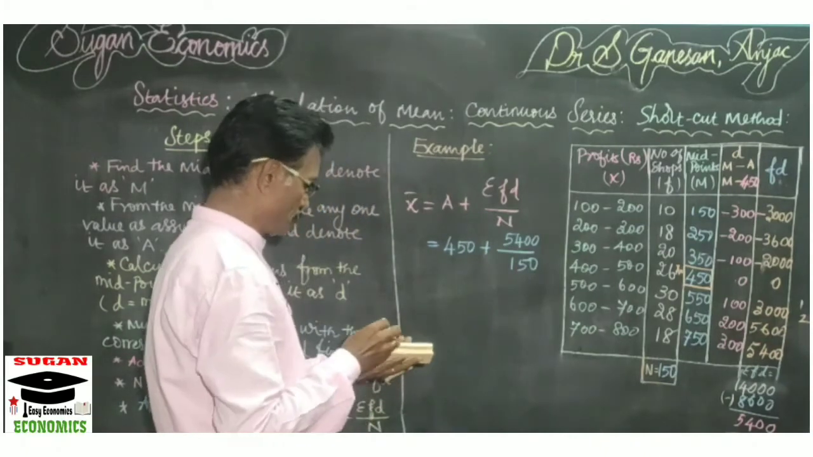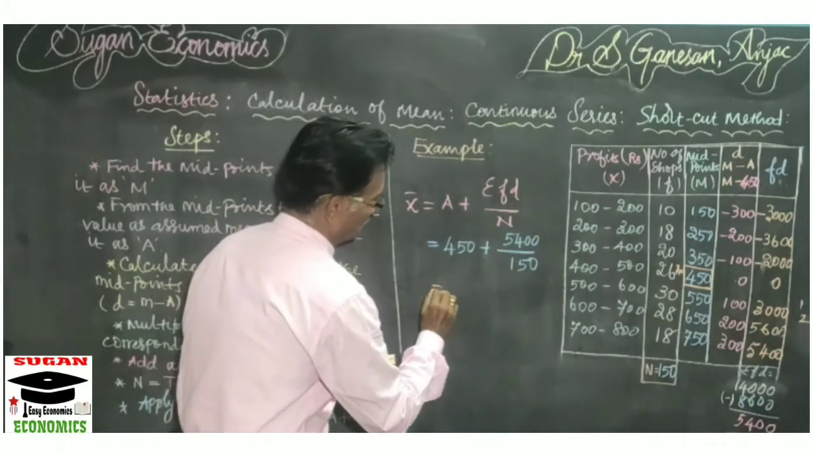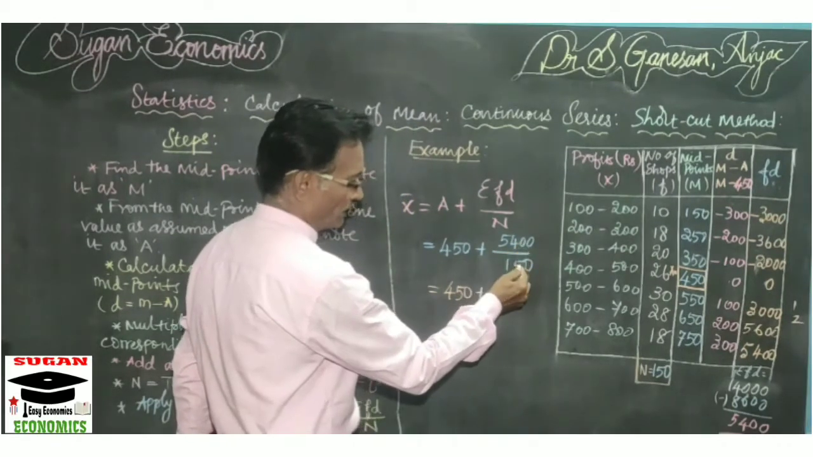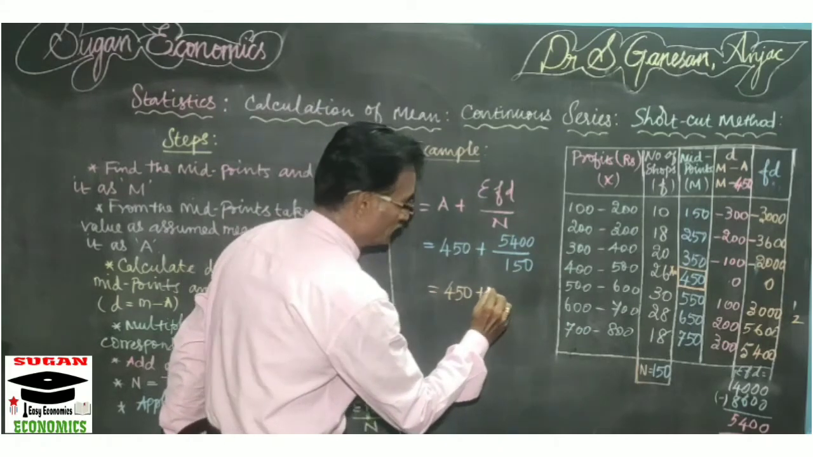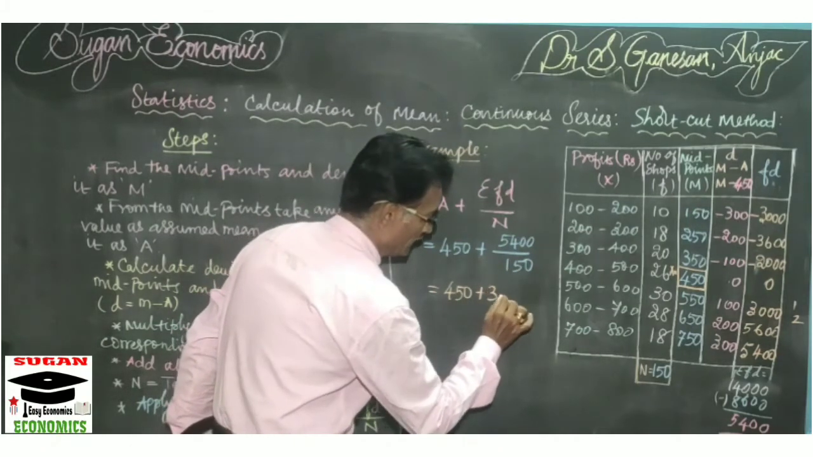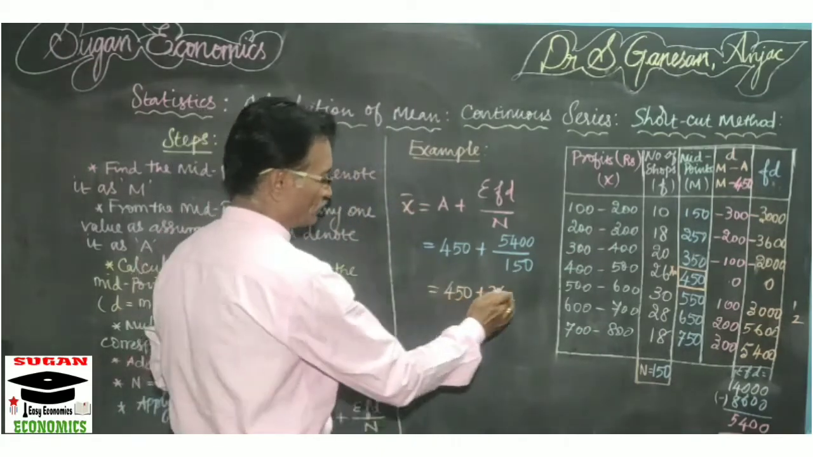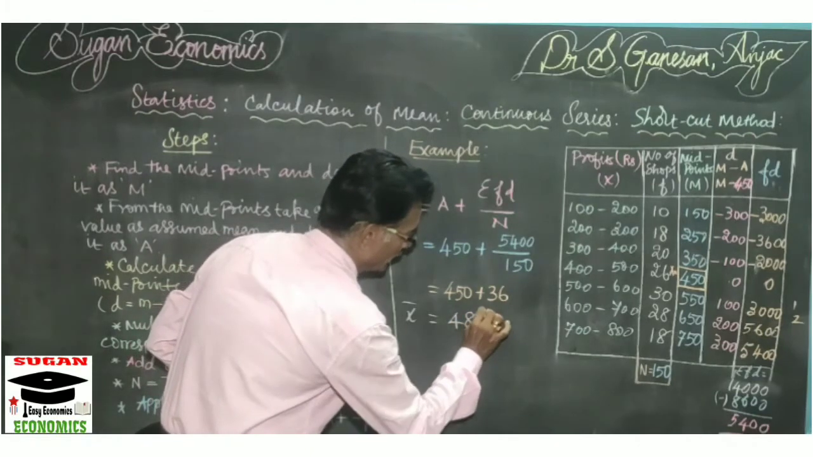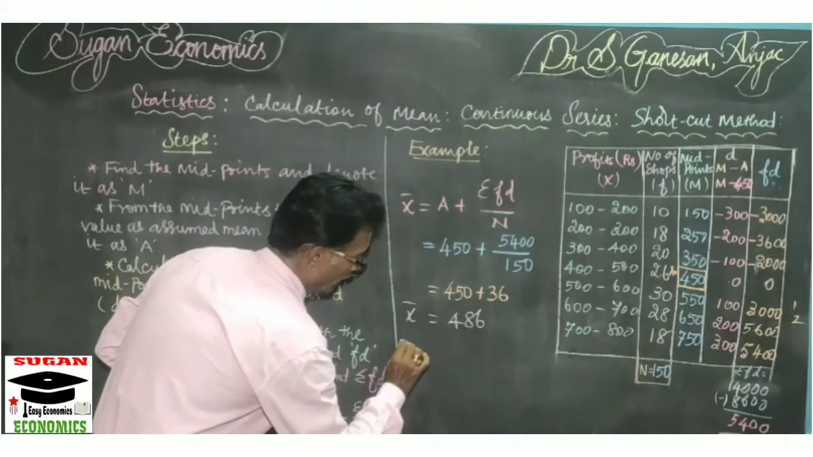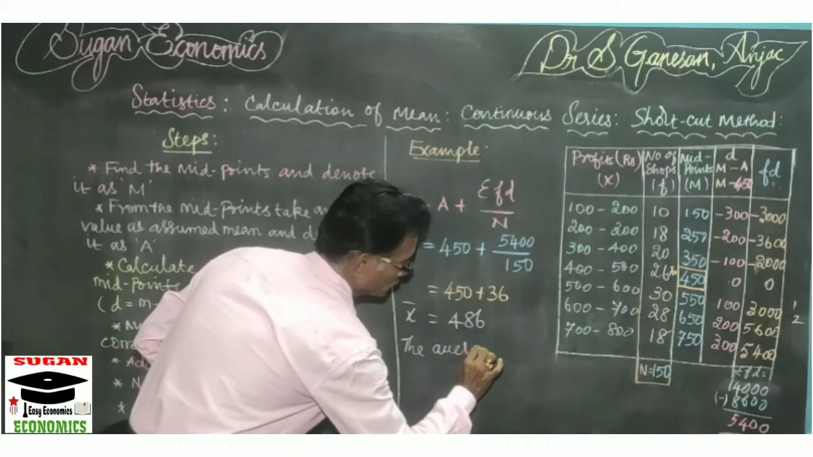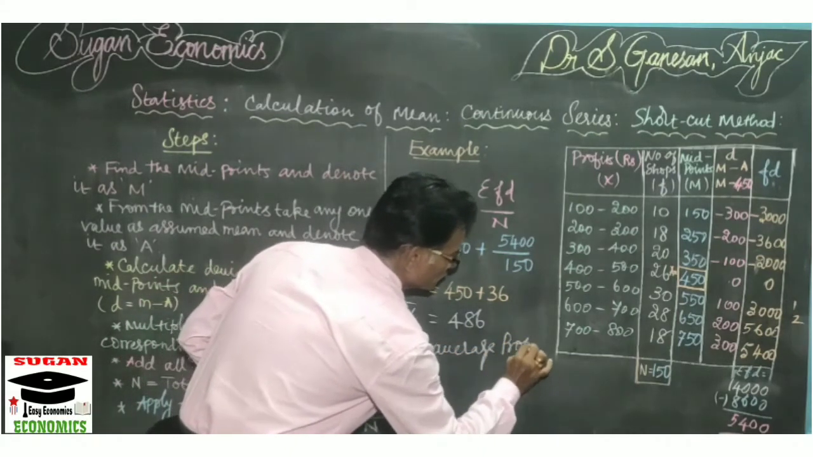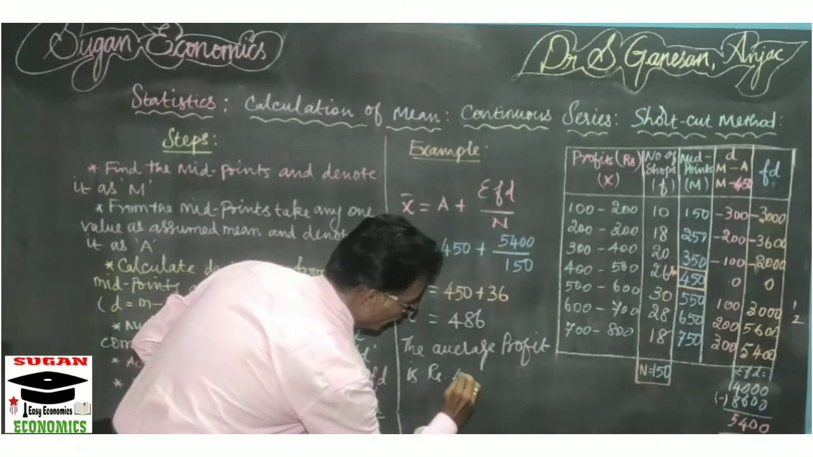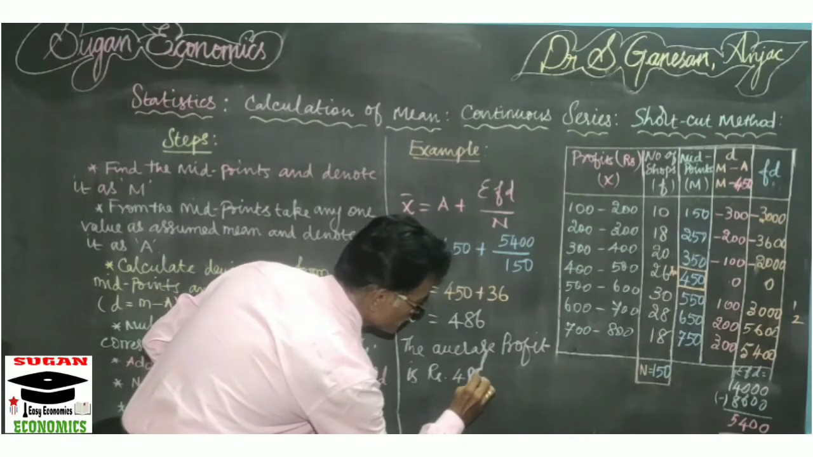So now you have to work out the value. That is equal to 450 plus 5400 divided by 150, which is 36. Now you add these two values, that is equal to your x bar. So x bar equals 486. So the average profit is rupees 486.